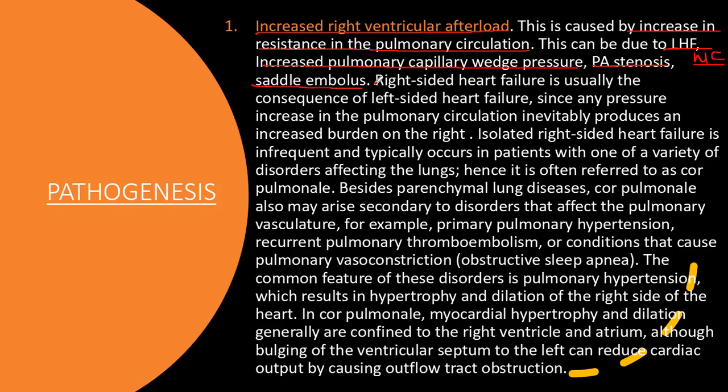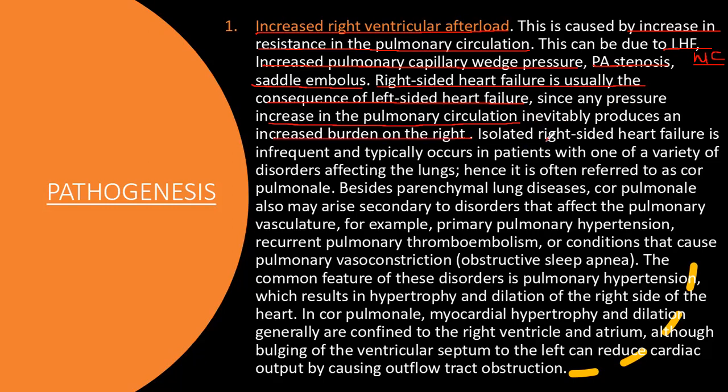Now, a saddle embolus refers to an embolus which has been lodged at the pulmonary trunk bifurcation. Mostly it's a thromboembolus originating from a deep venous thrombosis from the legs. Now, right-sided heart failure is usually the consequence of left-sided heart failure, since any pressure increase in the pulmonary circulation inevitably produces an increased burden on the right.